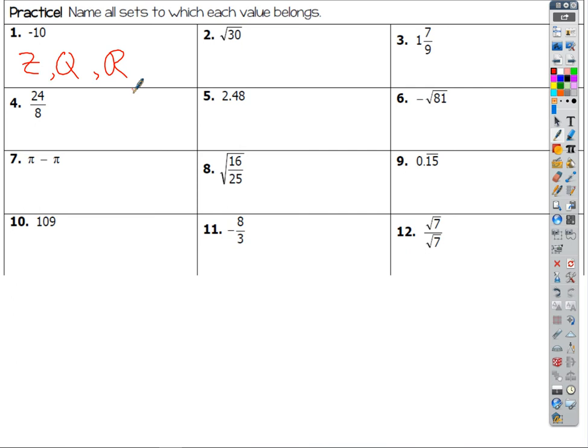Okay, what about number 4? What's the smallest one that is? Okay, it's natural. It's written as a fraction, so it's a little tricky. It's trying to throw you off and maybe make you say rationals, right? But if we simplify this, 24 divided by 8 is what? 3. Okay, now it's easier. So now it's everything, isn't it? N, W, Z, Q, R, right?